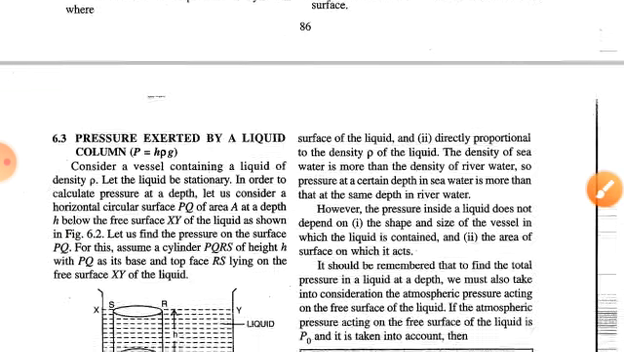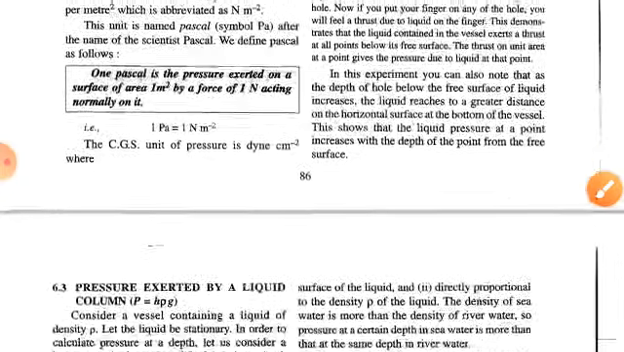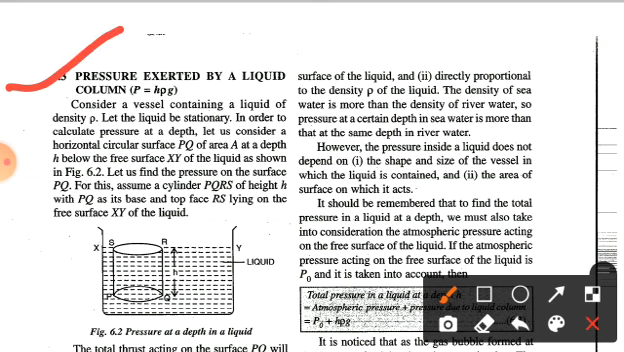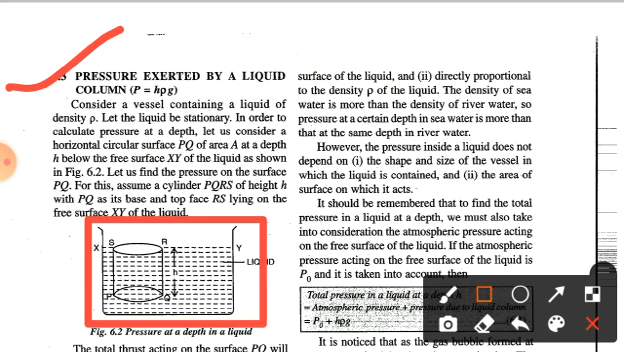Now there is an experimental demonstration given here, so I am skipping this and moving to the pressure exerted by liquid in a column. This was the important one, which is P equals h rho g. So you can see here, this is the figure, and with the help of this figure you can easily understand what I am going to teach you.